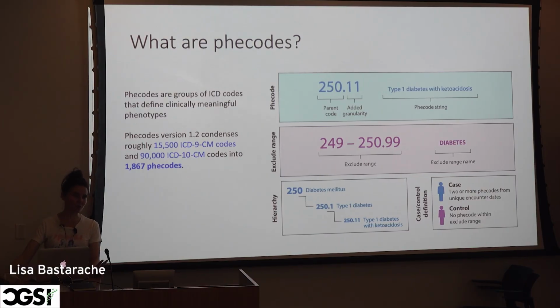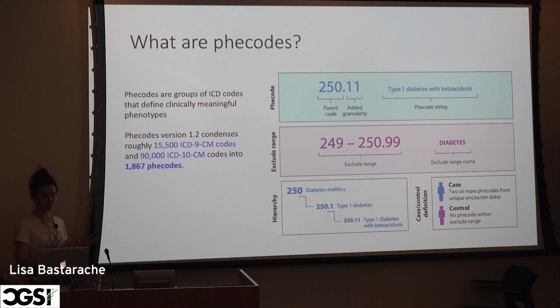PheWAS stands for a phenome-wide association study. The idea of a PheWAS is that it's an analog to GWAS, where you take an exposure, typically a genetic exposure, and scan across a medical phenome and look for associations. And in order to do that, you need a way of ascertaining case and control status across a really wide swath of phenotypes. And that's what Phecodes do.